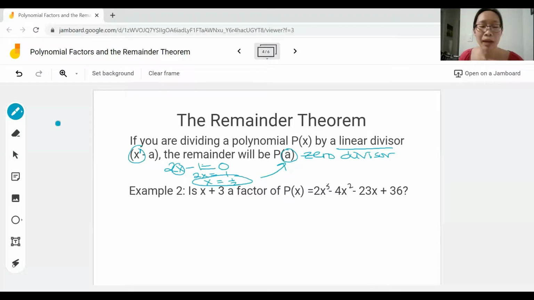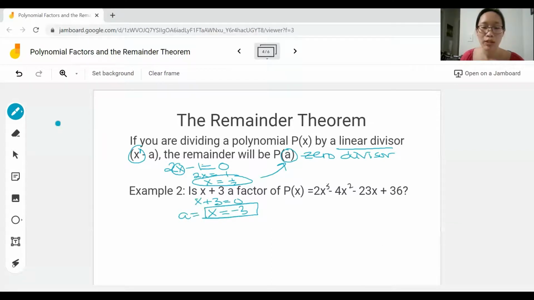So this would be my a that I substitute, and this a is also what you would use in synthetic division. Looking back at our example 2, is x plus 3 a factor of p of x equals 2x cubed minus 4x squared minus 23x plus 36? So what I want to do is find the 0 of x plus 3. It is linear because there's no exponent on the x. And then I take away 3 from each side, and I get x equals negative 3 as my a. So this is my a.